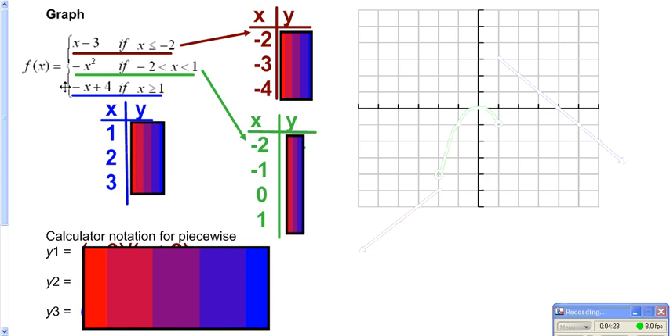Here we have what's referred to as a piecewise function. We have 3 different pieces, 3 different rules we need to follow to be able to graph this.